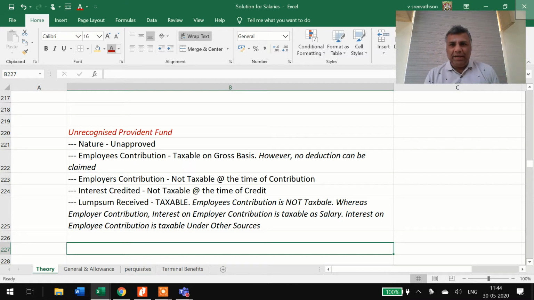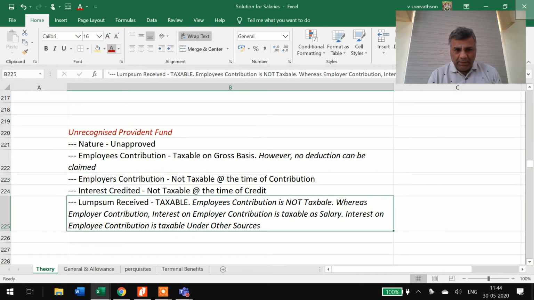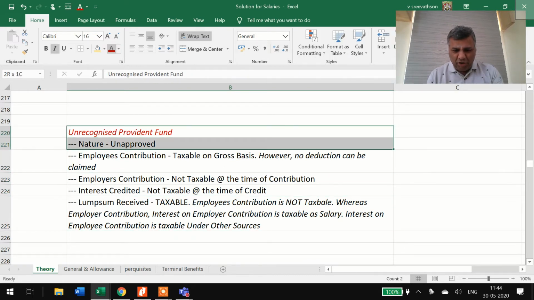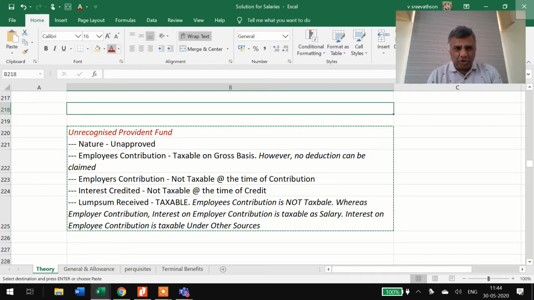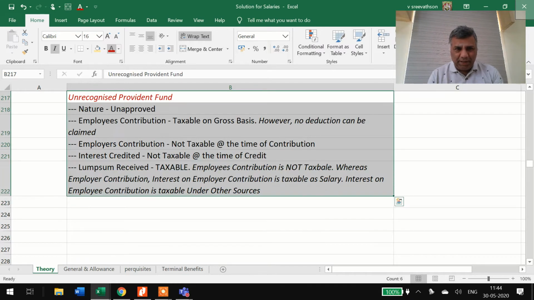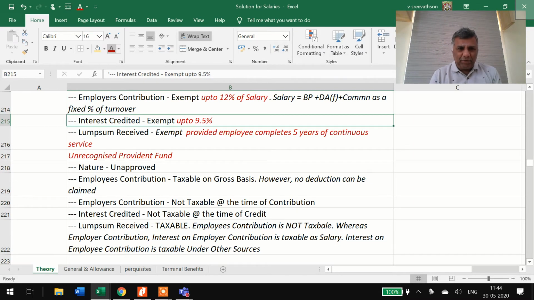Are you clear, friends? Okay. So this is how URPF works. URPF can also be a theory question. Write short notes on taxability of URPF, but otherwise what you have to remember is only this 9.5%.